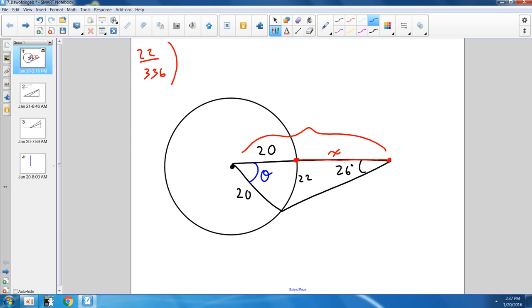The reason why you can find theta is because it's a central angle, and we can find it in terms of radians by using the definition of radians. Theta equals S, arc length, over R, radius. The definition of a radian is the arc length over the radius. So when I go through this, I'm going to see that it's 22 over 20, which is 11 over 10, or 1.1.